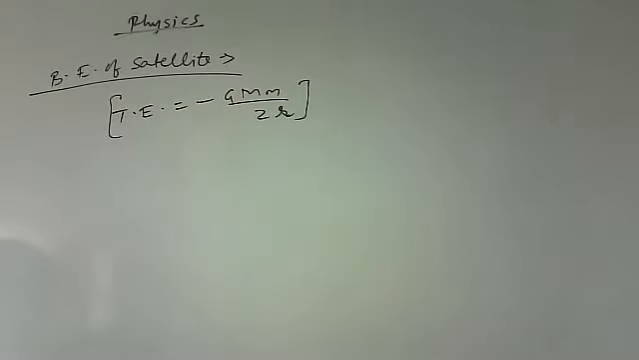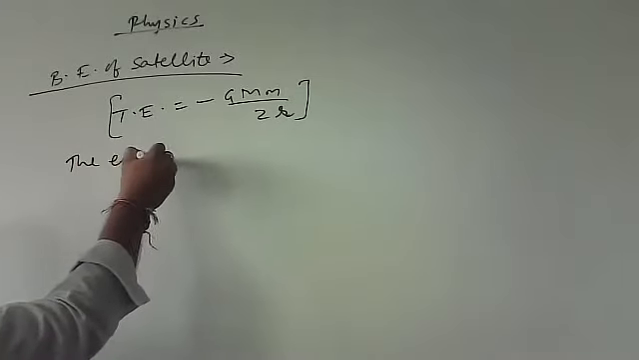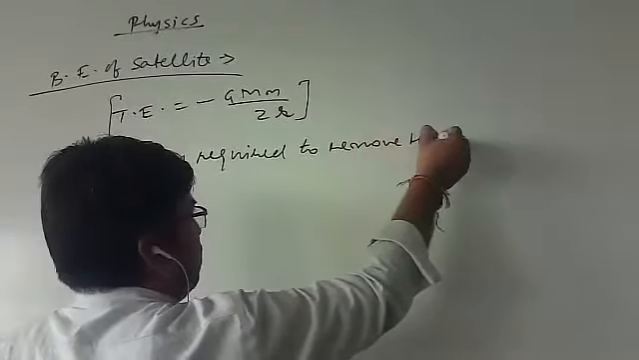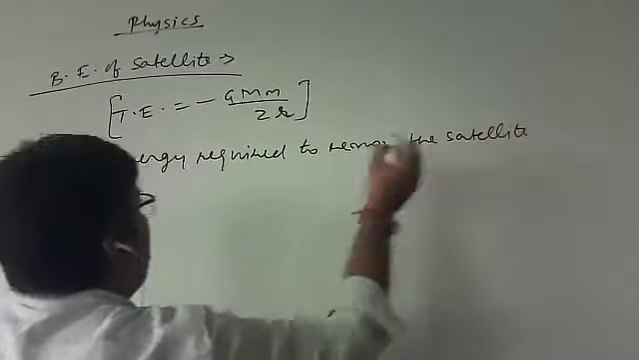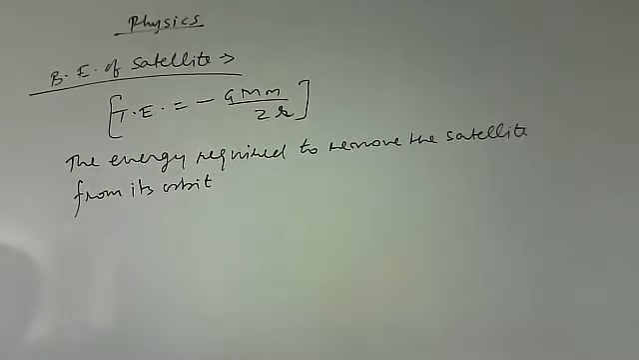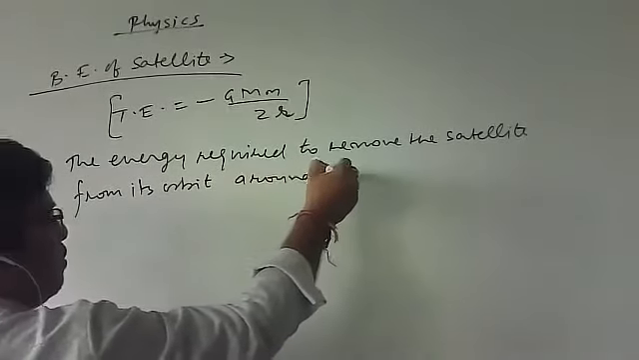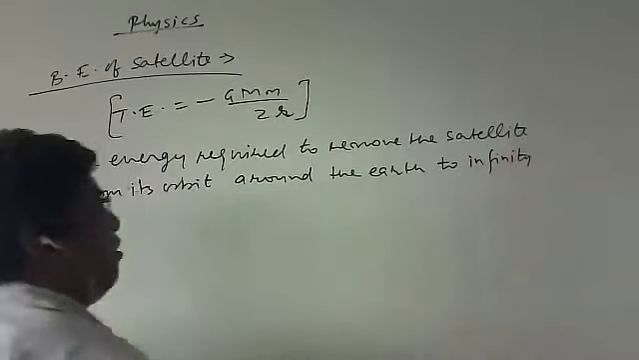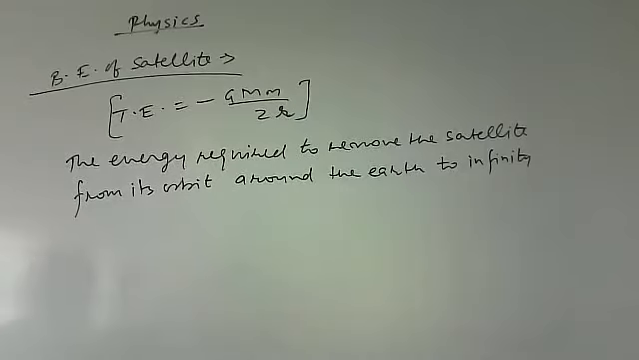So please define it. The energy required to remove the satellite from its orbit around the Earth to infinity is called binding energy.